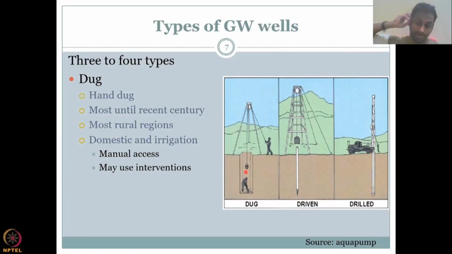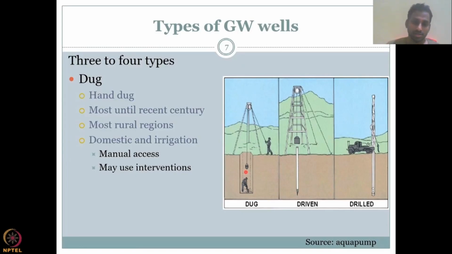By hand, I mean they use tools. Of course, it's not like digging with the bare hand. It is the most used type of well until the recent century, because in the recent century there's more mechanization happening. How people can bring in these big machines to take water is still a riddle, because you cannot have that every time. But still these wells are coming up in most Indian regions.